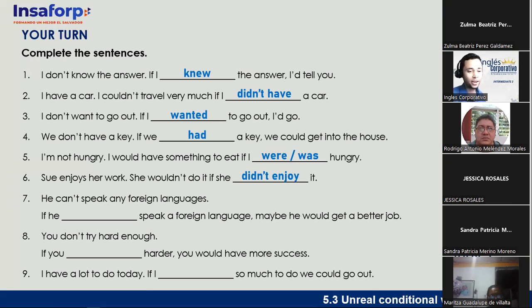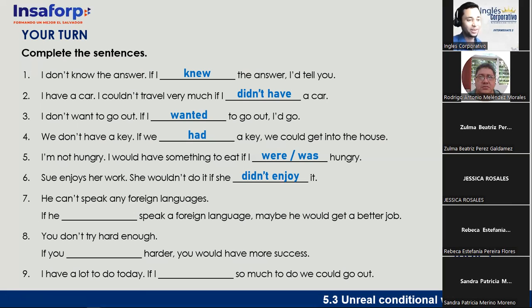Okay, but let's take a look, Zulma. Remember that in the if clause, the condition, you have to use the verb in past. So, what is the past of can? I don't remember. Okay, no problem. Don't worry. Who can help Zulma here? ¿Quién echa una manita aquí a Zulma? Vamos a ver.